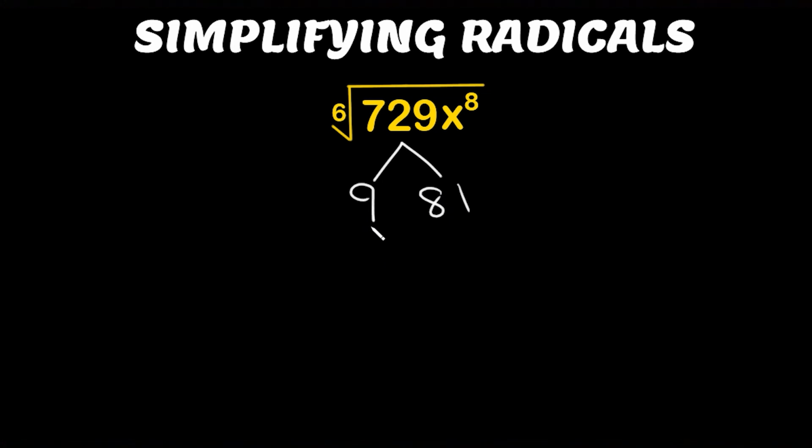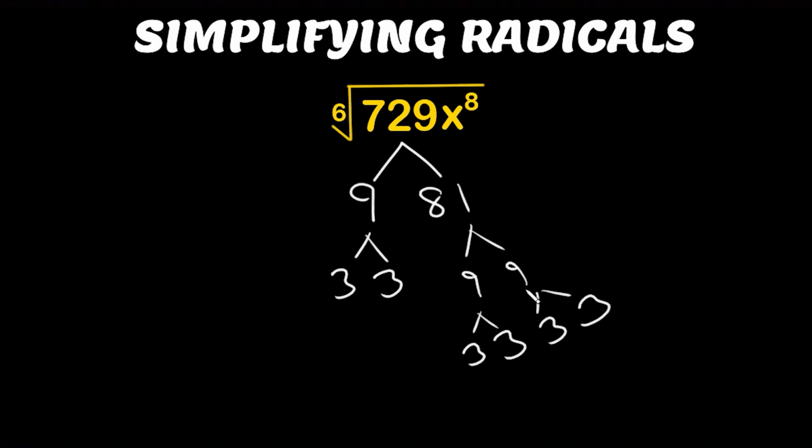Okay? Breaking my 9 down, I get 3 and 3. So that one was pretty easy. 81, I get 9 and 9. 3 and 3. And then 3 and 3. So remember, I need 6 of the same thing. So I have here 1, 2, 3, 4, 5, 6. That one worked out pretty nice. So I'm actually going to pull out a 3 here. So that's exactly what I'm going to do. I'm going to pull out a 3.